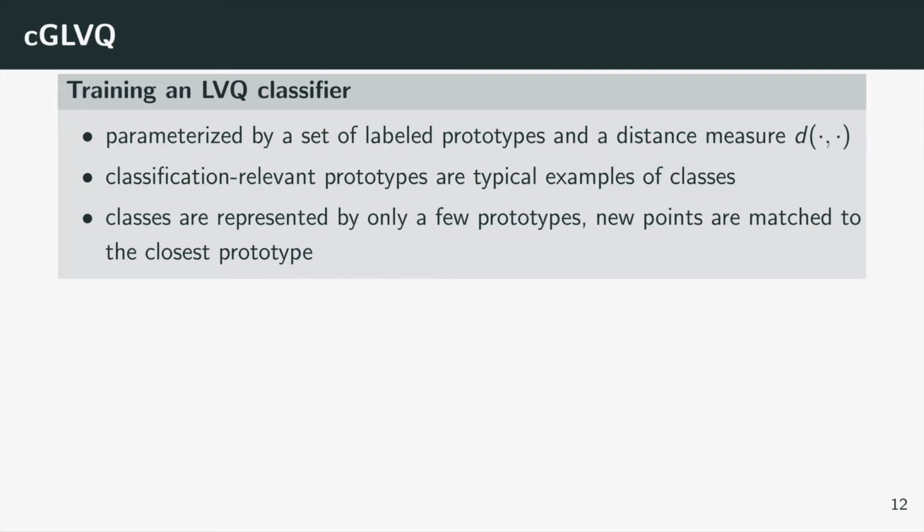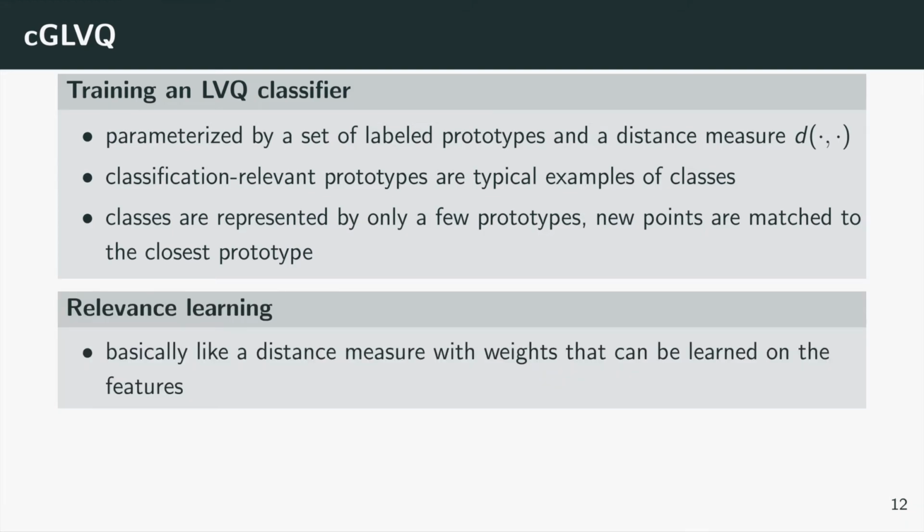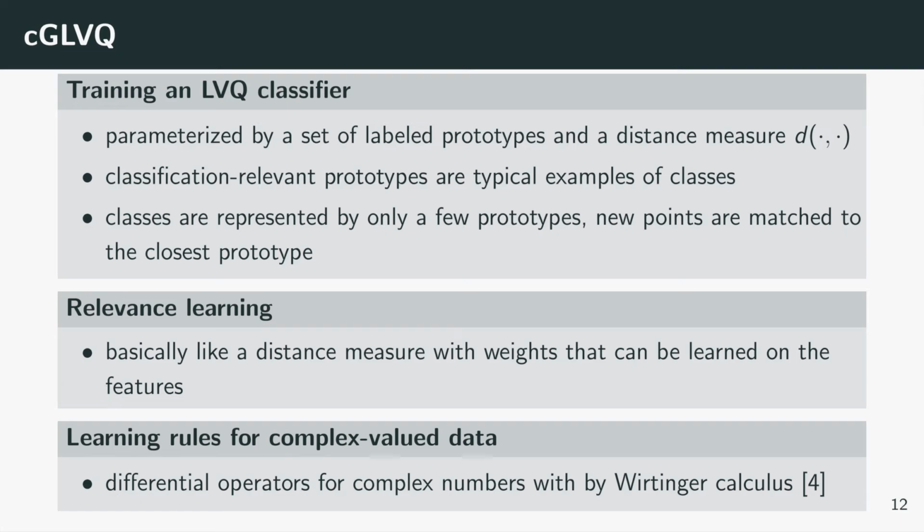The classes are represented by prototypes, so each prototype is a representative for a certain area in the data space. New points are compared to the prototypes, and as an additional step, we applied relevance learning in the training phase in this context. What is the benefit and what is relevance learning? Basically, relevance learning is like a distance measure in which the weights can be learned on the features. Without going into more details, we also had to use the so-called Wirtinger calculus to update the differential operators from real-valued to complex-valued data. So with this in mind, let's have a look at our experiments.